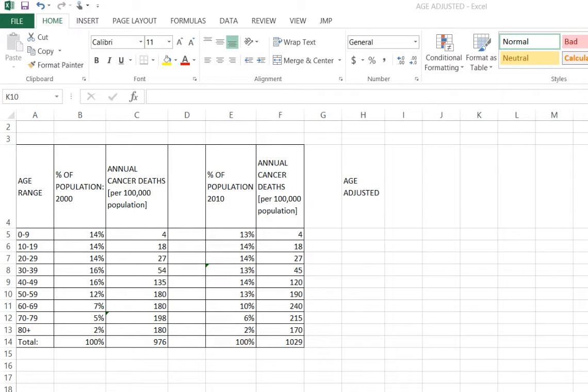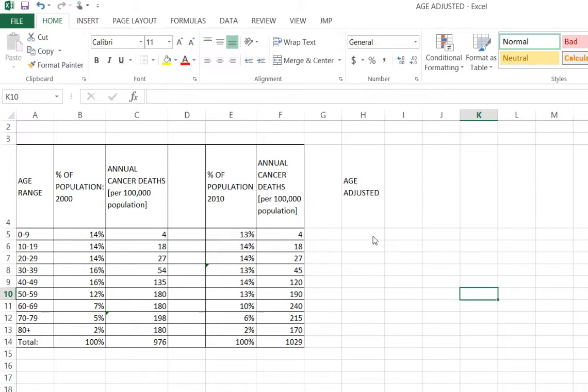So if you look at this data, just as raw data, looking at the annual cancer deaths per 100,000, it actually looks like the death rate increased a bit from 2000 to 2010 overall. So there were 976 cancer deaths per 100,000 in 2000 and 1,029 cancer deaths per 100,000 in 2010. But what happens if we actually age adjust this? You can see that these different groups made up different proportions of the population in these different years.